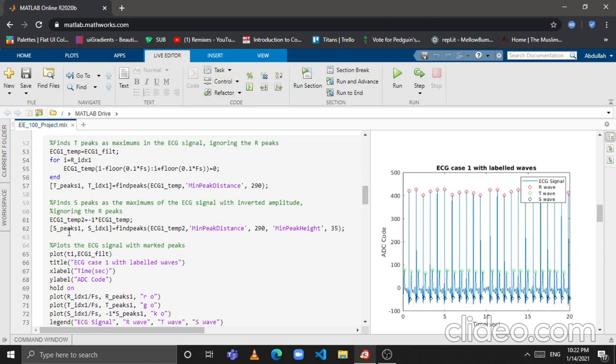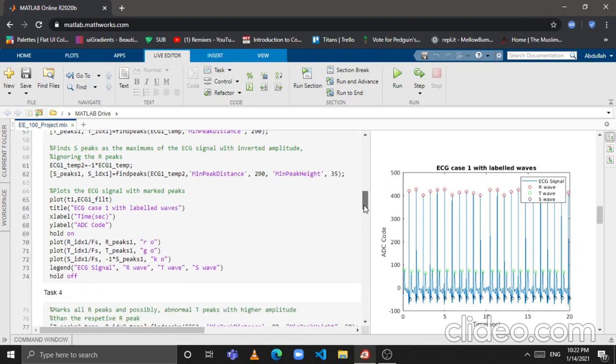For the S peaks, which are essentially minimums that occur within 0.4 seconds of an R peak, we use the same edited signal and reverse its polarity. So the minimums become maximums, that is, the S peak becomes a maximum. We apply the find peaks function again and it marks the S peaks instead. And this is what we plotted over here.